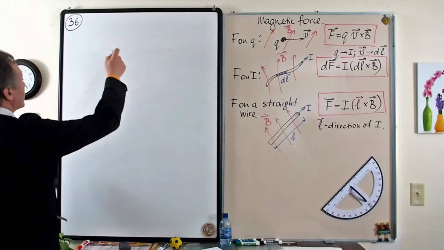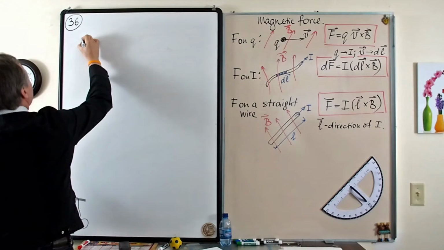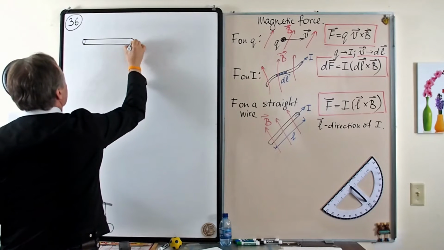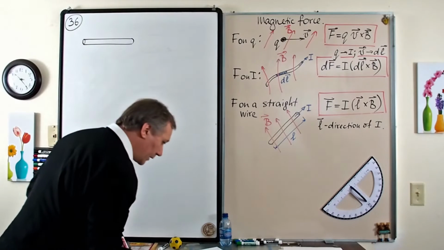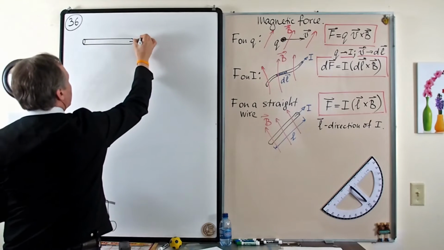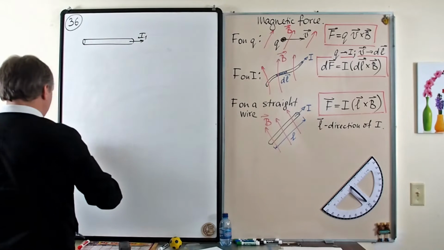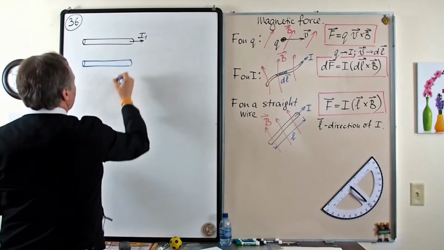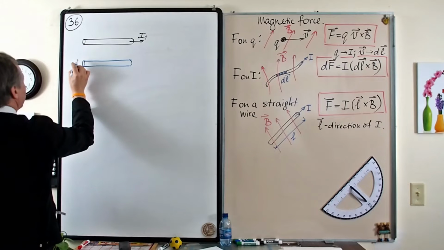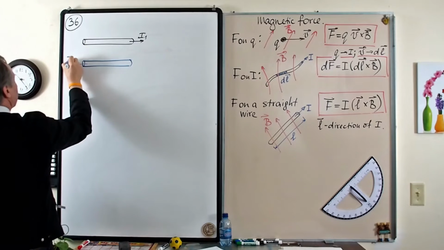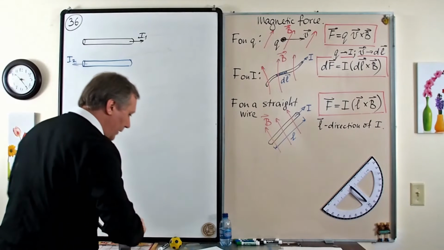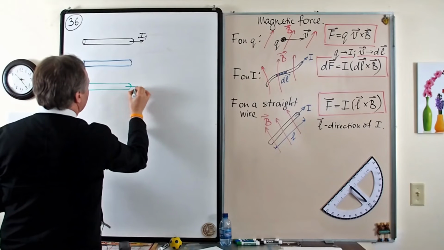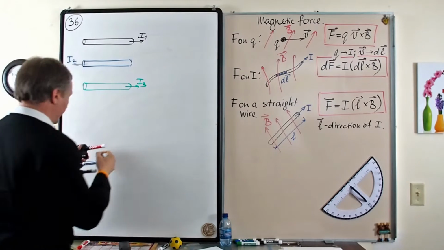Probably I will use these colors. The first wire is going to be, let's say, black, with current flowing this way, so that's I1. Then the second wire is going to be here below. The direction of this current is this way, so that is I2. And the last wire is going to be even lower, and the current goes this way, I3, right.